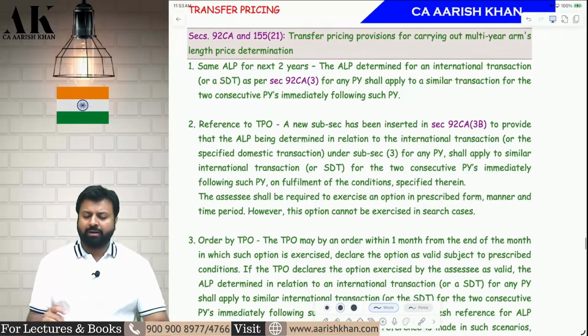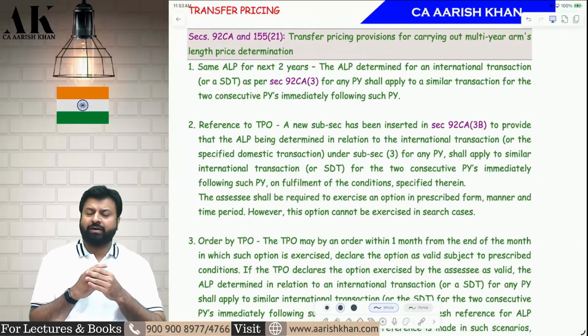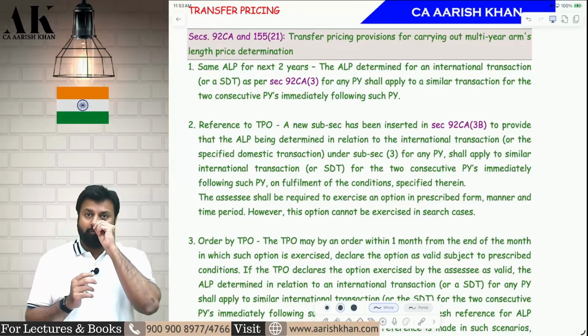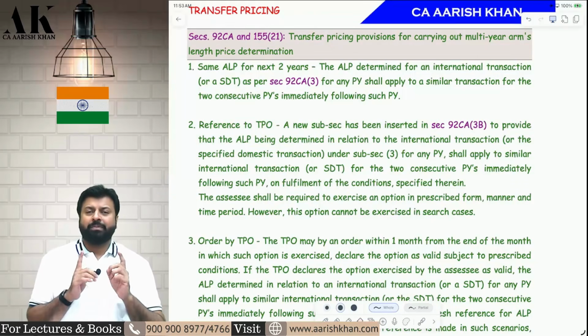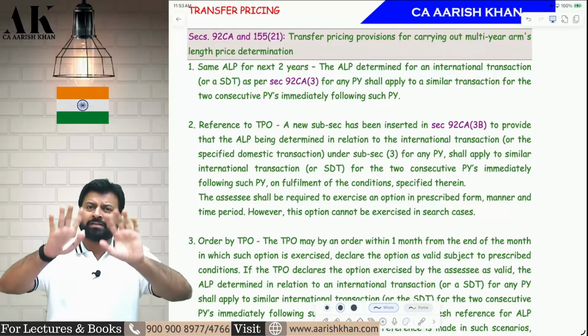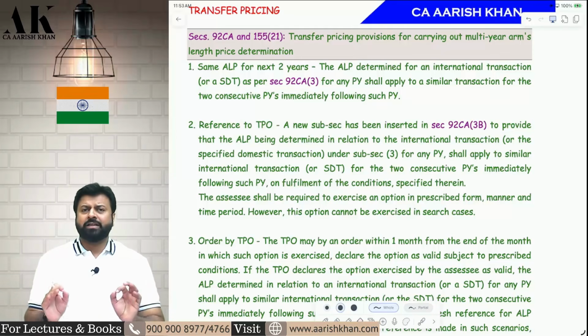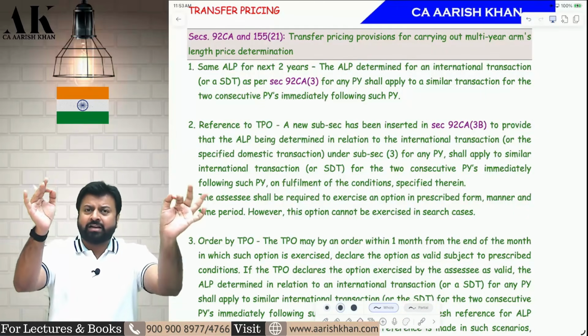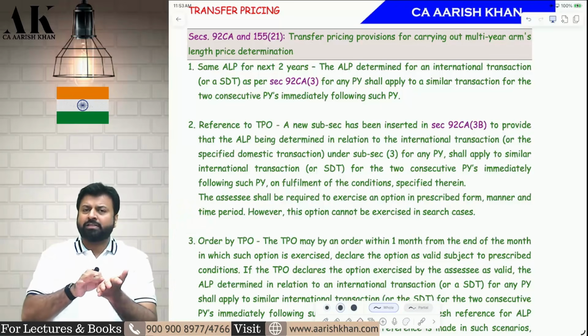Now, one very important amendment has been made in Finance Act 2025. What is that amendment? Suppose previous year 25-26 is going on, AY 26-27 is going on, the previous year 25-26 assessment is going on, and in this assessment the TPO has determined the arm's length price of your royalty as 100 crore rupees. Listen carefully. So for previous year 25-26, if the TPO has determined the arm's length price of your royalty as 100 crore rupees, so now the TPO has passed the order.